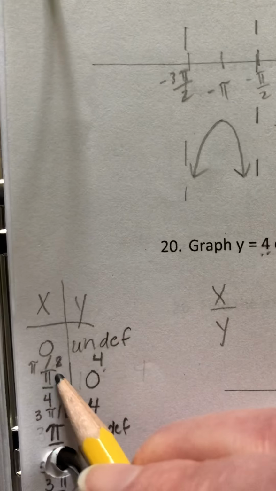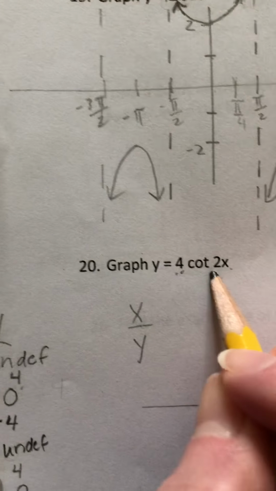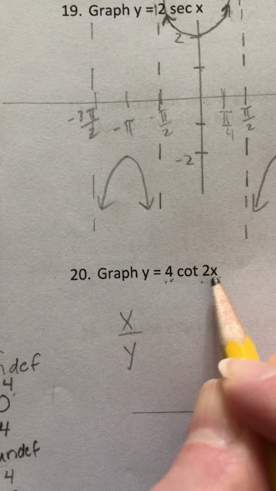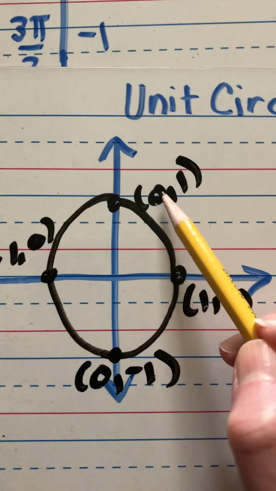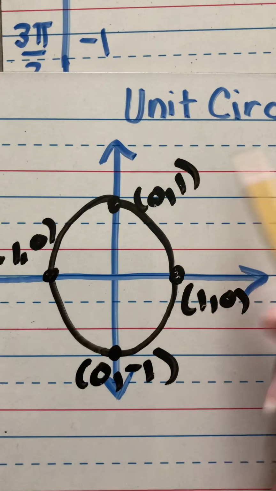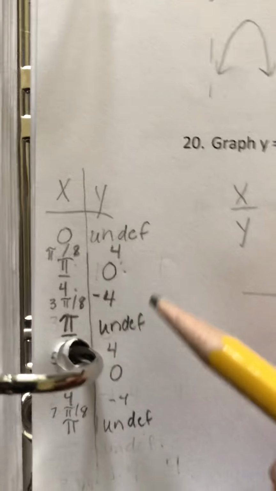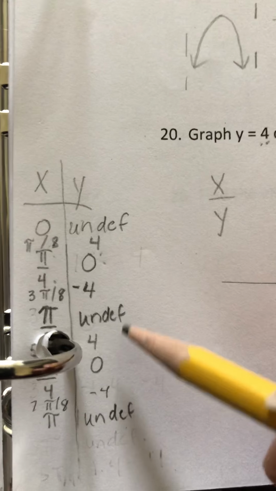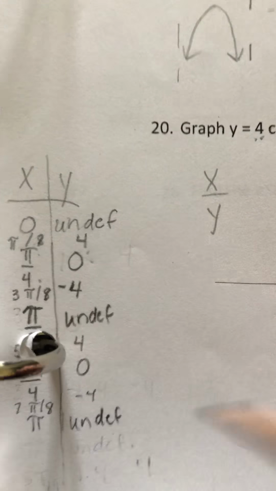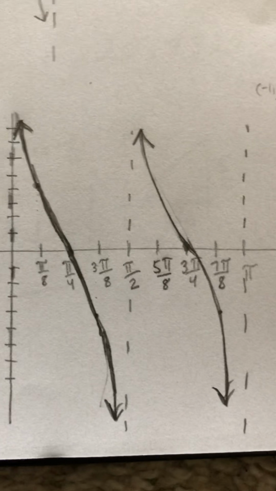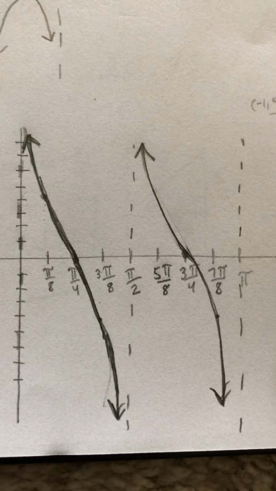And then you can plug in pi over 4. When you multiply it by 2, it's pi over 2. At pi over 2, the cotangent is x divided by y is 0. So even after we multiply by 4, we're still going to get 0. And then you can complete the table to get the rest of the values. And you can use your calculator as well to help you with this.